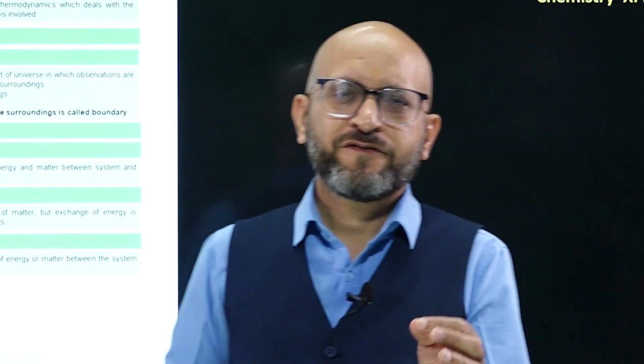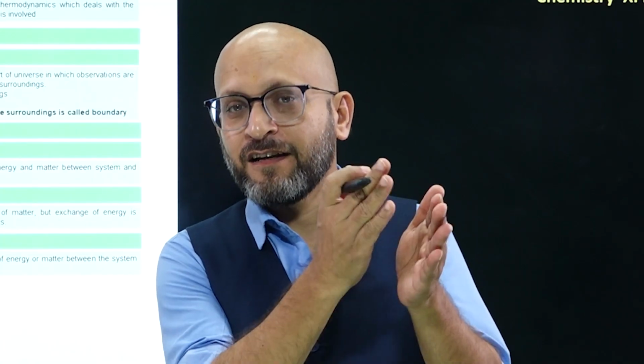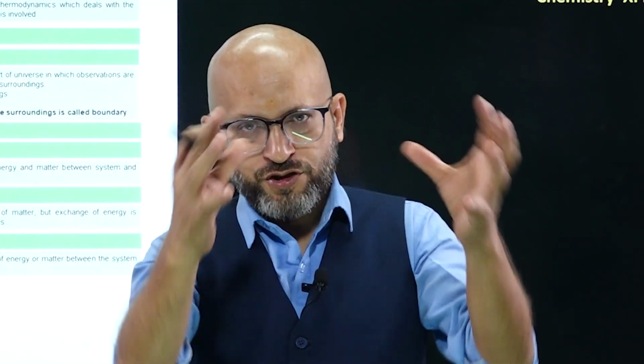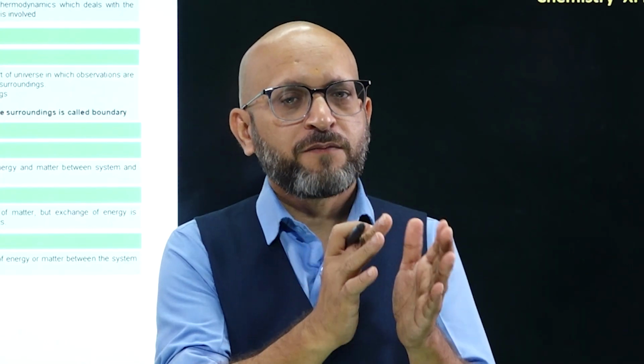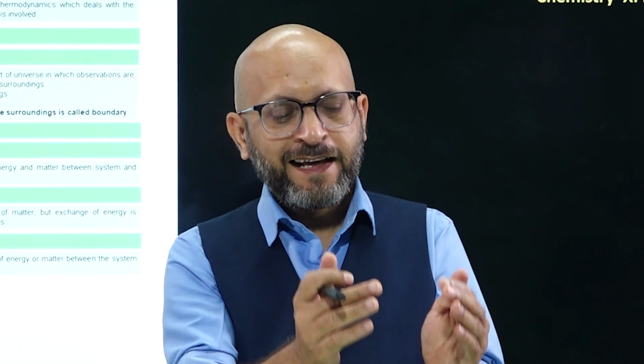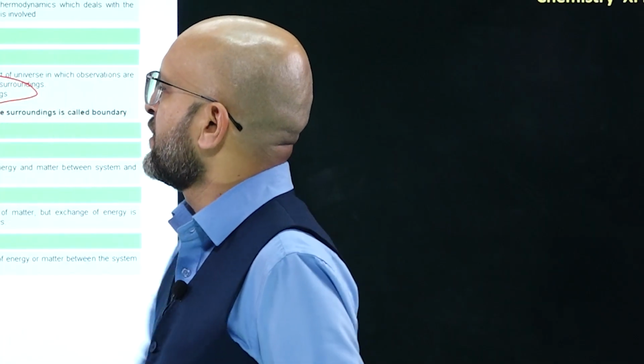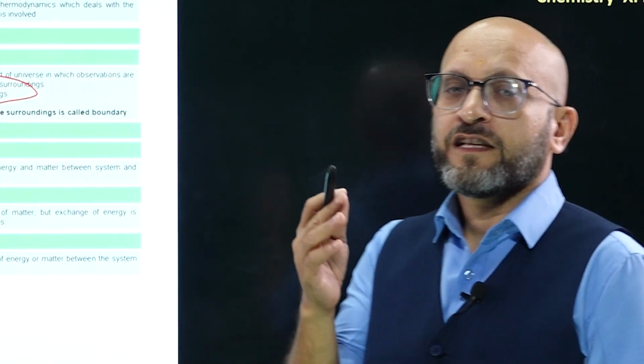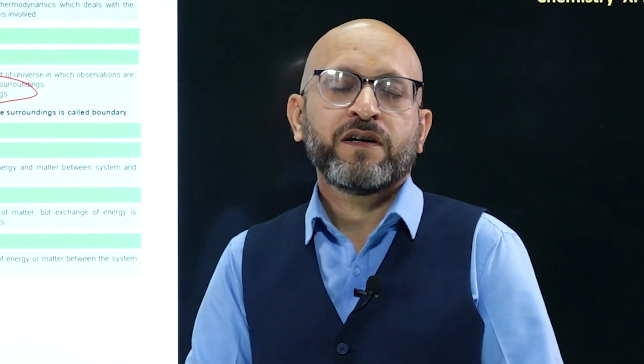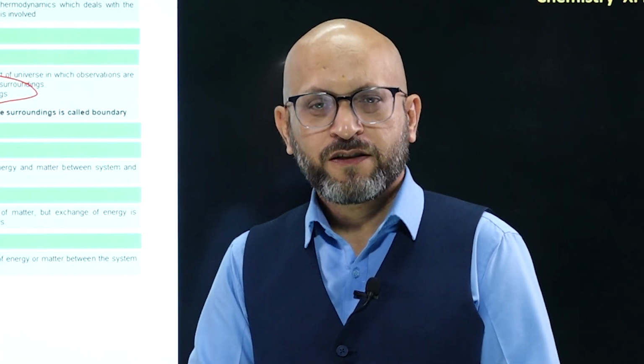Any part of the universe which we are observing is known as the system, and anything outside that portion of the universe which we are observing is known as the surrounding. So the complete universe consists of system plus surrounding. The system is that part of the universe which we are observing, and anything outside this system is the surrounding. So the universe equals system plus surrounding, and the wall that separates a system from the surrounding is known as the boundary. All right.